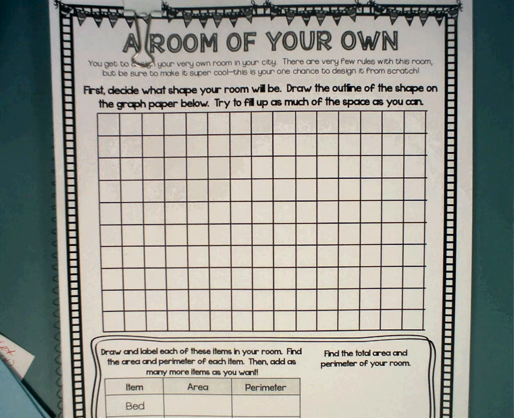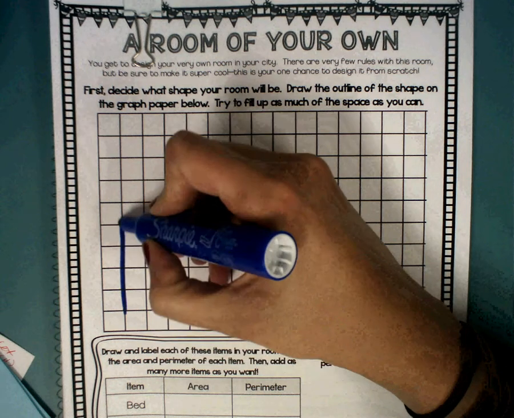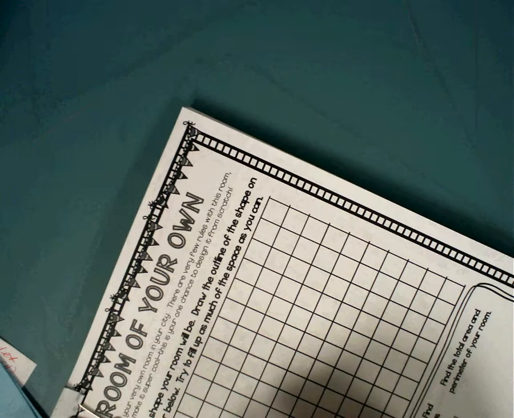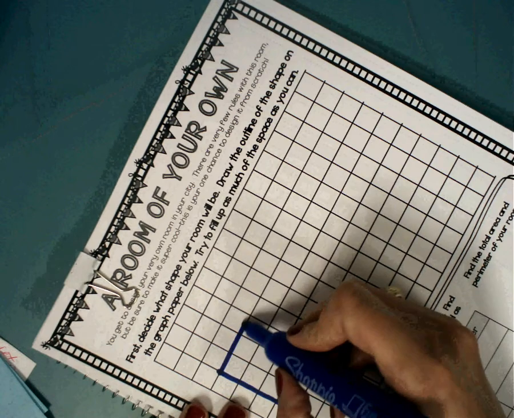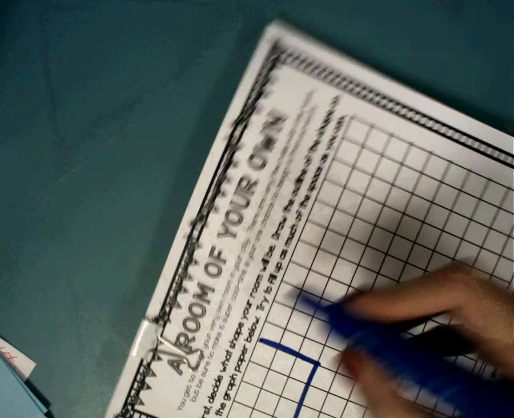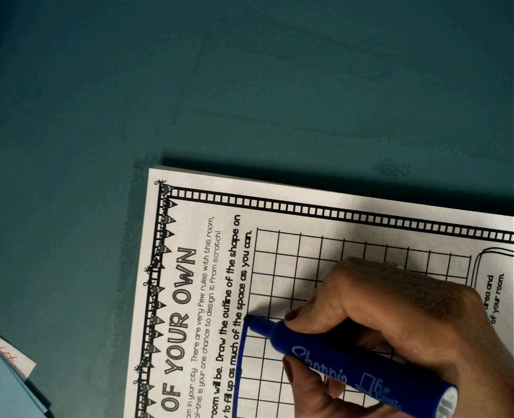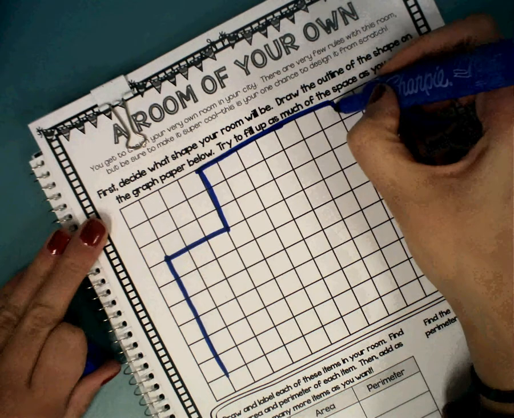So actually, I'm going to use a bigger marker. I want to make it as big as possible. So I'm going to come like this, and then I'm going to come like this. You see how I'm following the lines? It's right there. Down.